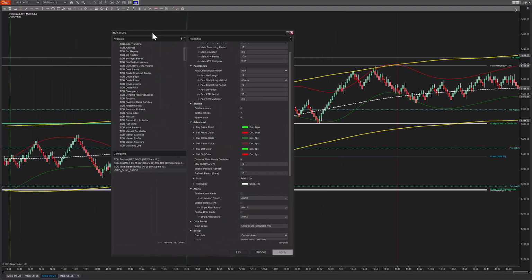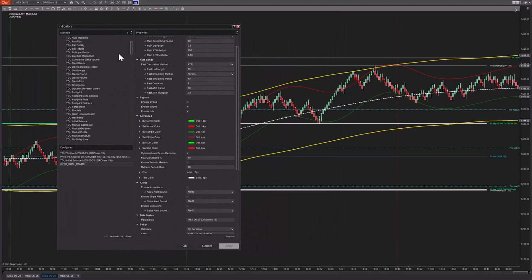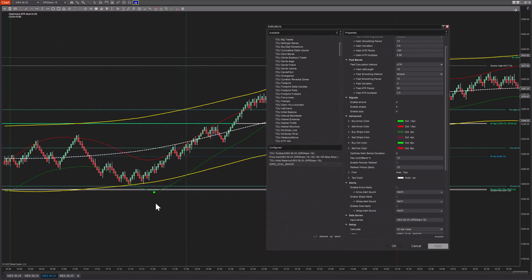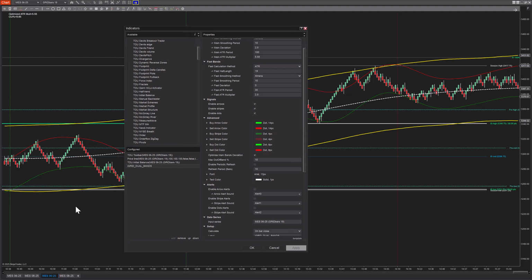So, the arrows we talked about. Do I have an arrow here? Okay, we looked at the arrows. The arrows come when we get price outside of the bands and then we come back in. There's an arrow signal right there. The lines are when the inner bands get outside and then come back in.